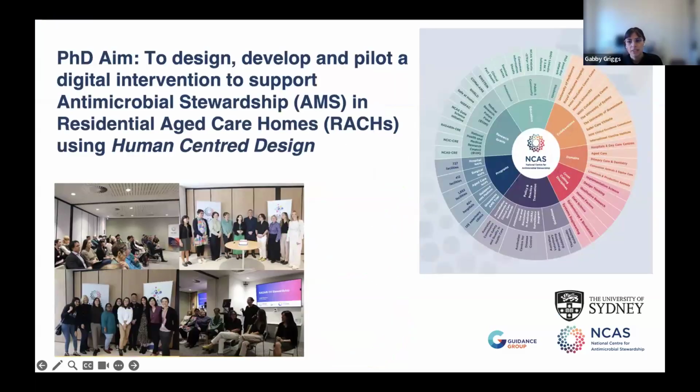My PhD sits within the National Centre for Antimicrobial Stewardship as a part of the larger program called Radar 1H, which focuses on redesigning antimicrobial stewardship programs in the digital era. My PhD aims to design, develop, and pilot a digital intervention to support antimicrobial stewardship in residential aged care homes using human-centered design. If you're not familiar with the term human-centered design, that's fair enough. It's not a term that comes up much outside design and engineering circles, but it's a very important part of my PhD. So before I go any further, I want to take a moment or two to explain what it means.